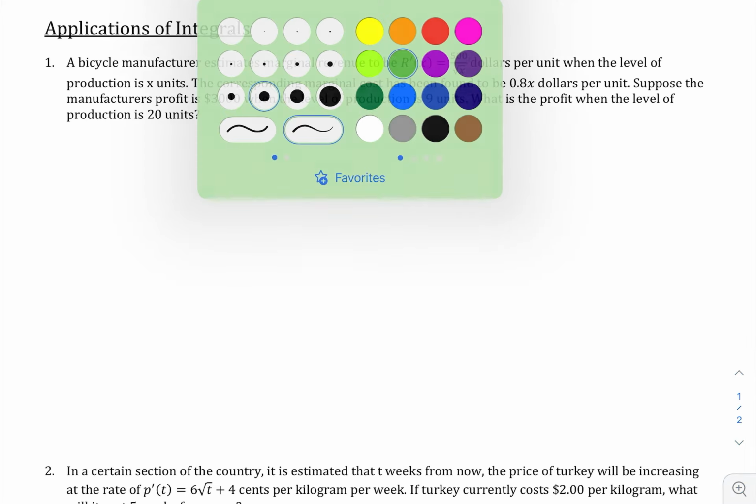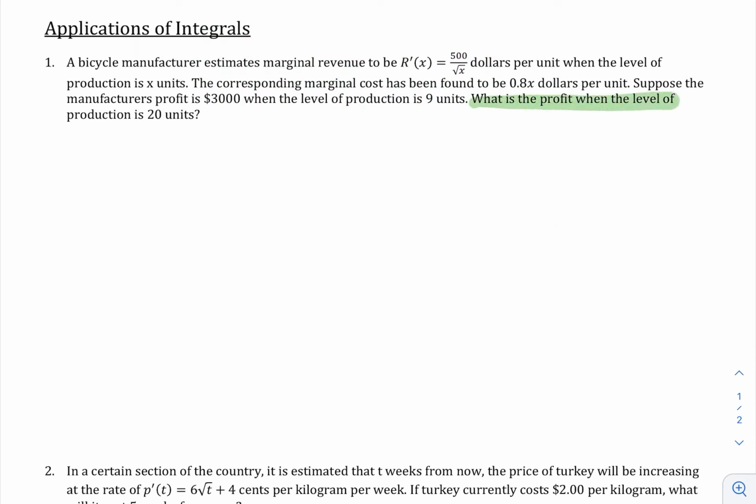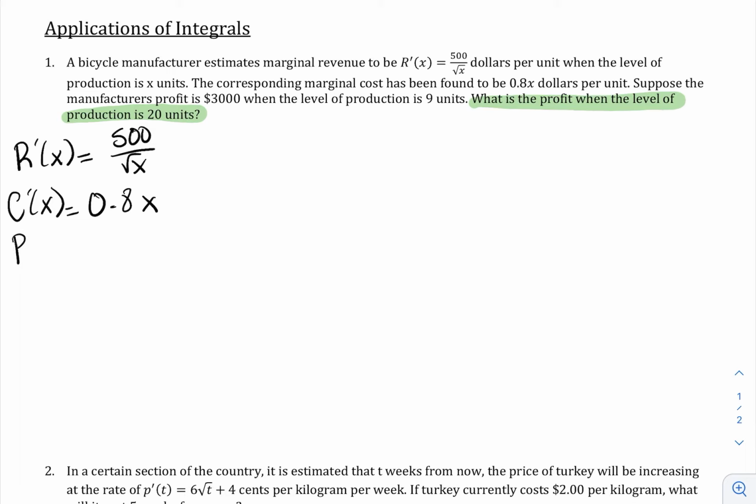So it's asking me, let's highlight what it's asking us: what is the profit when the level of production is 20 units? So let's write some of the things it gives us. It gives us marginal revenue, which is the derivative of the revenue function. It gives us marginal cost, which is the derivative of the cost function. It tells me that the profit is 3,000 when the level of production is 9 units. So P of 9 is equal to 3,000.